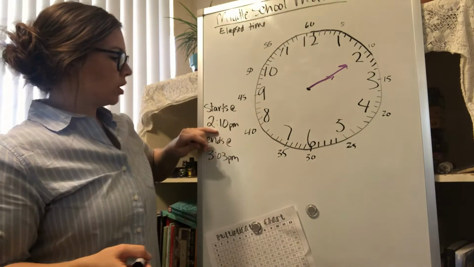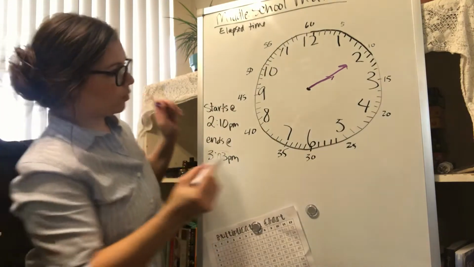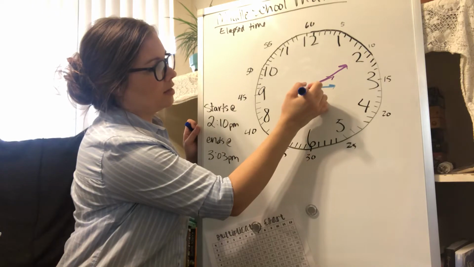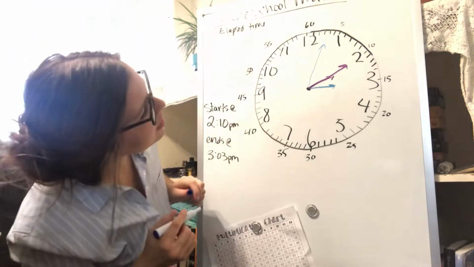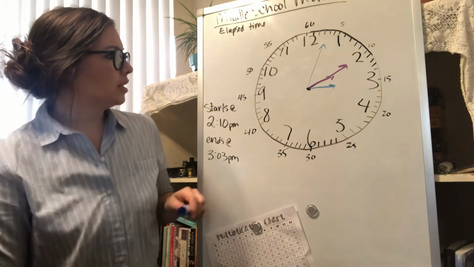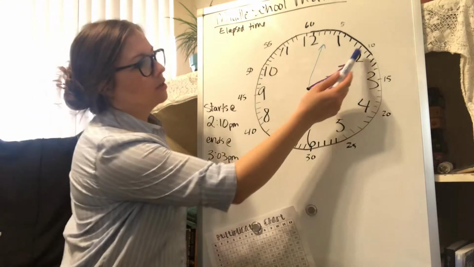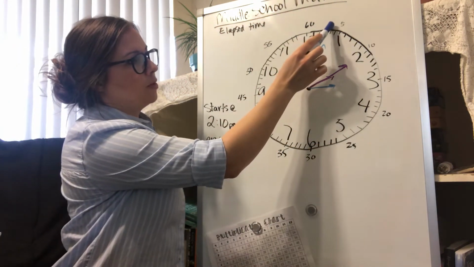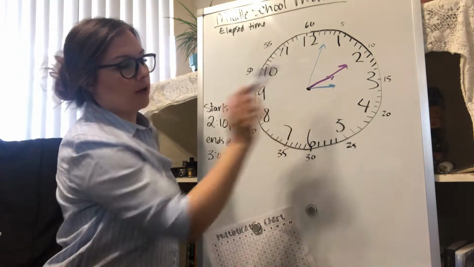Okay, so it started at 2:10 and it ended at 3:03. So my hour hand's going to move to the 3. My minute hand is going to move up here to the 3. Okay, I can't see it exactly, but I'm pretty sure it's pretty close. So basically we need to figure out how much time passed during the meeting. So our minute hand starts here on the 10-minute mark. It's going to go all the way around to 3 minutes into the 3 o'clock hour. Okay, our hour hand is just going to go from 2 to 3.